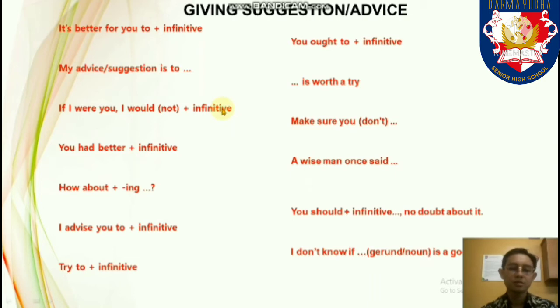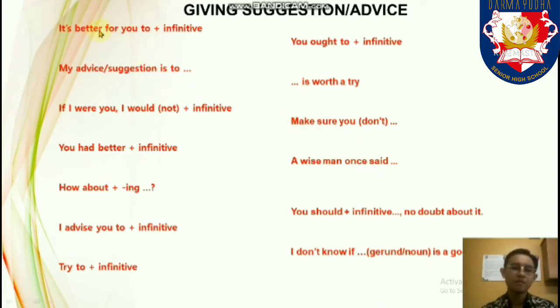So you can use all these too, because there are actually so many ways in giving suggestion. It is not only what you can see here. You can think of other ways to give suggestion or advice, not only all of these. Okay, so here I'm gonna show you again an example of its structure.